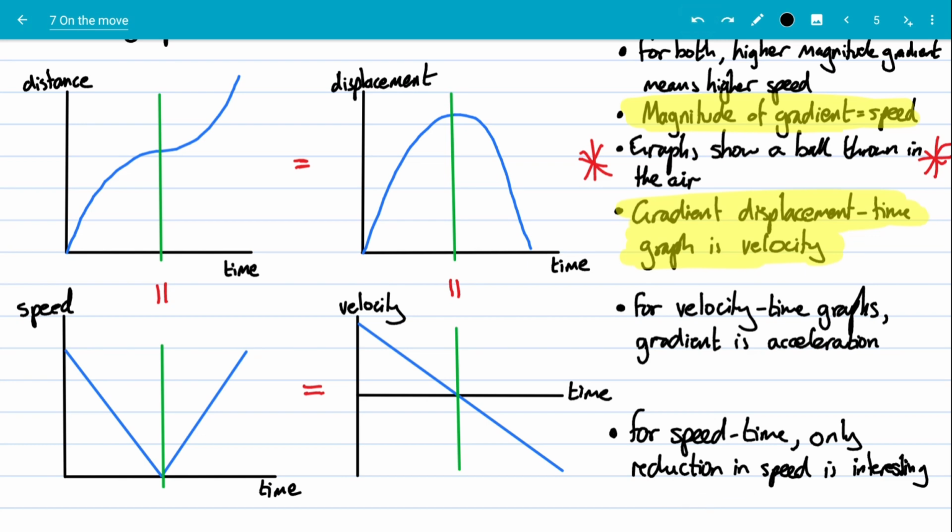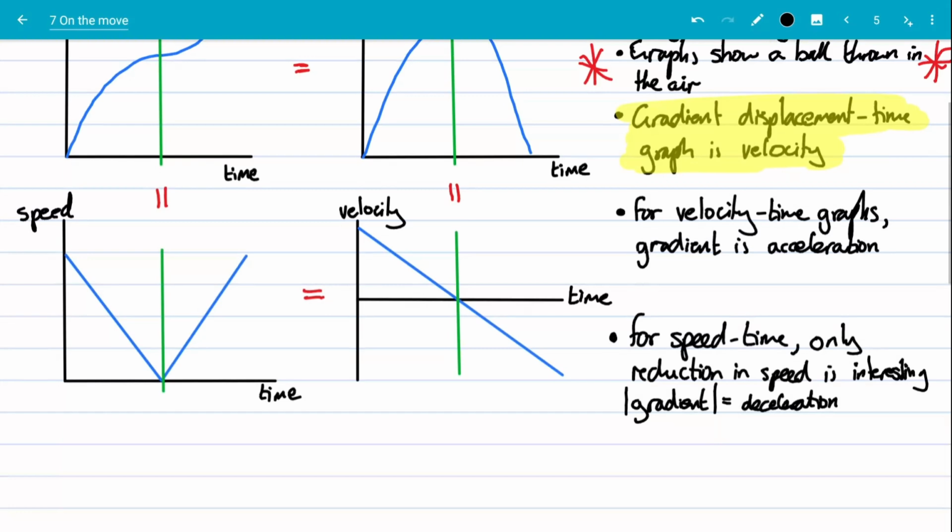The other one is, all you know is the magnitude of the acceleration. So gradient equals deceleration, or magnitude of gradient, let's say. Well, we usually indicate magnitude by doing bars either side. So let's write that equals deceleration.